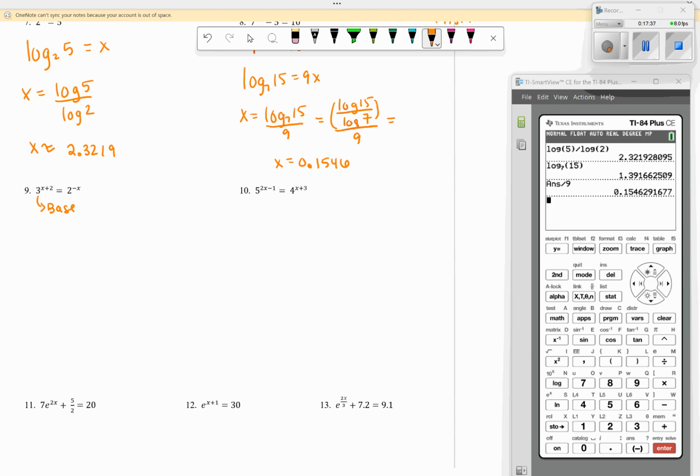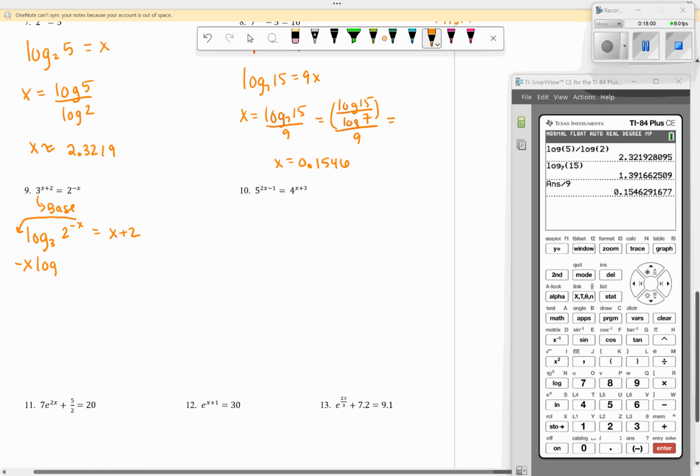So for this one, if we make the 3 the base, then this would be log base 3 of 2 to the negative x is equal to, and the exponent of the base is x plus 2. So this is equal to x plus 2. So then for this, when we're solving, we don't want to have those variable exponents. We can use our property, product property to bring that down in front. So negative x times the log base 3 of 2 is equal to x plus 2.